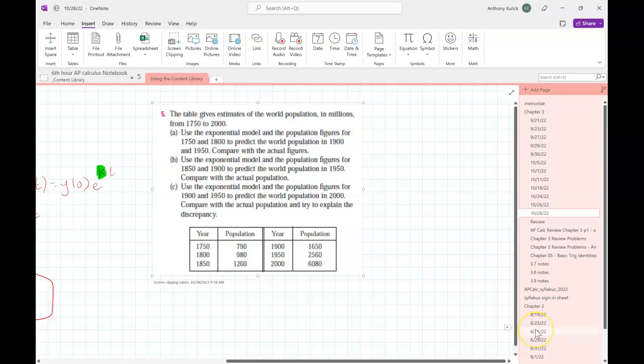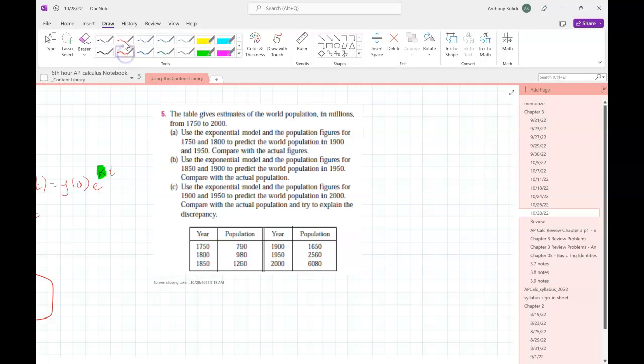It says the table gives estimates of the world populations in millions from 1750 to 2000. Part A, use the exponential model and population figures for 1750 and 1800 to predict the world population in 1900 and 1950. Compare with the actual figures. Okay, so the exponential model is here. So there's two things we need to find. We need to find P naught and we need to find k.